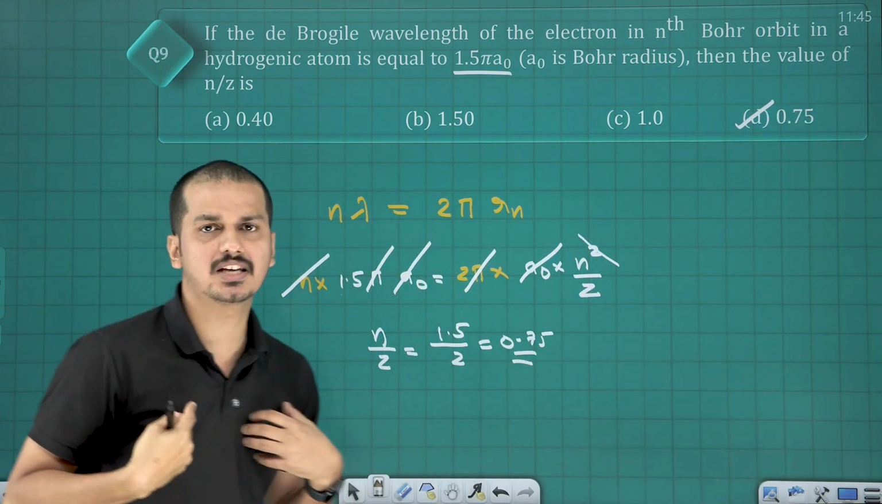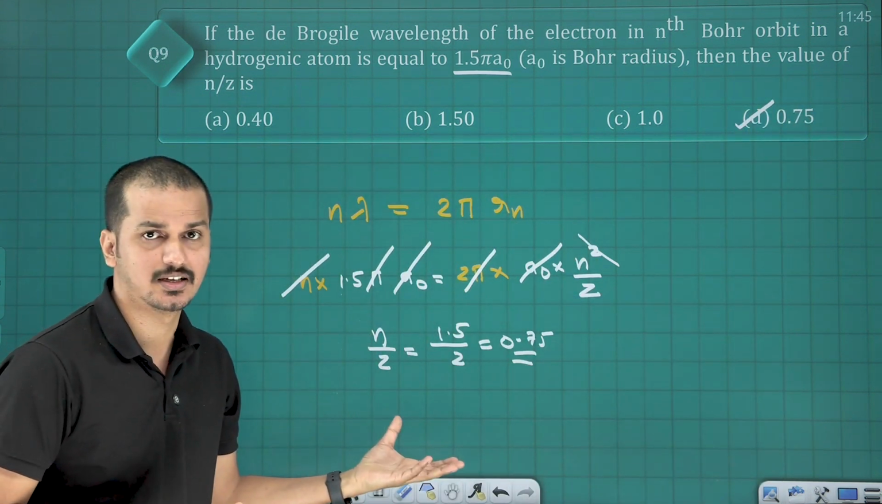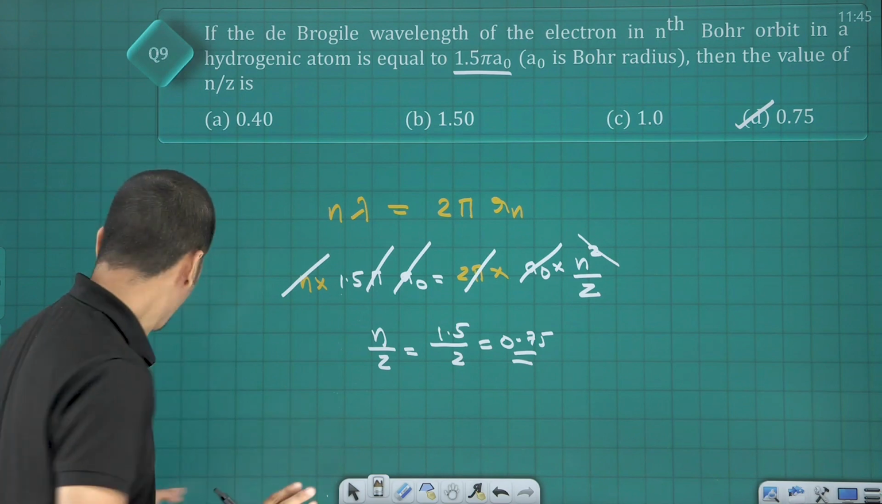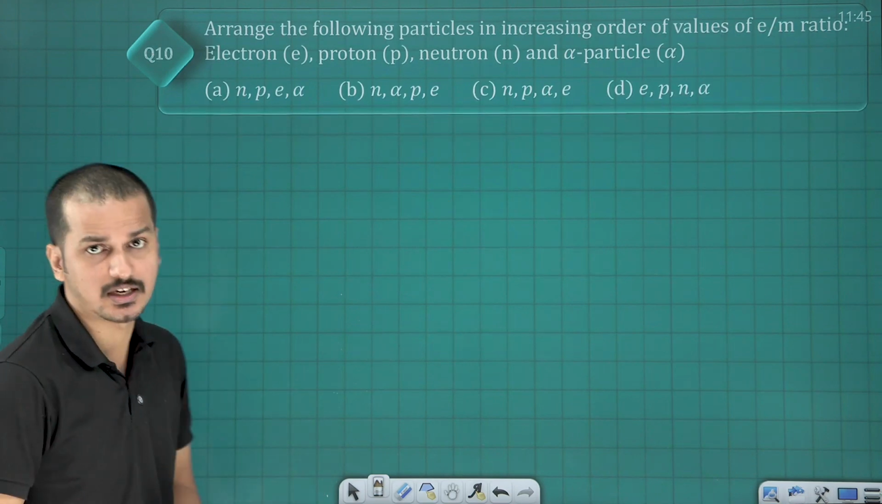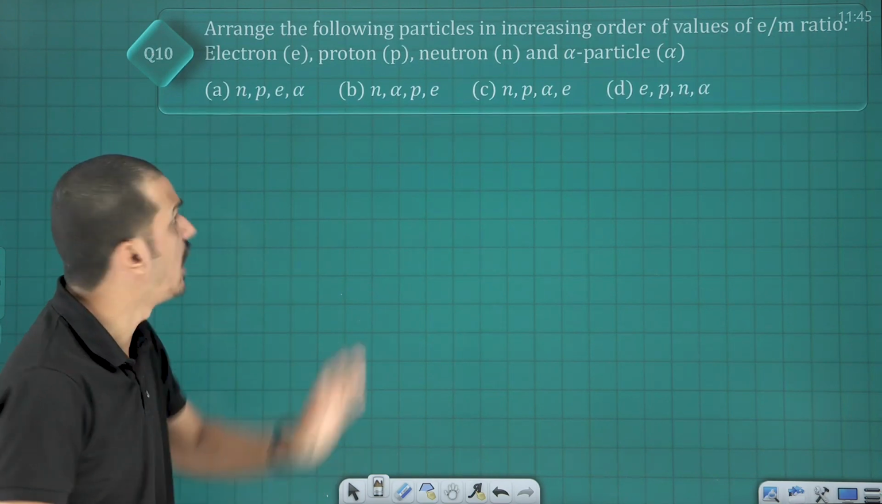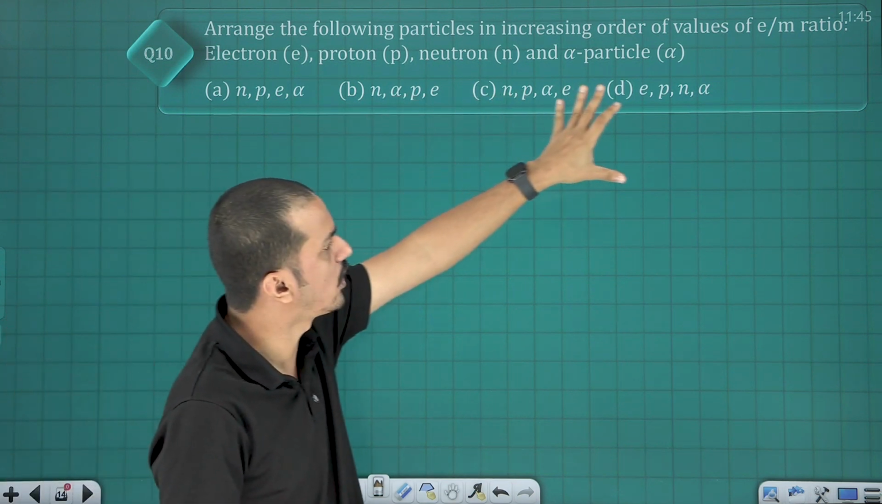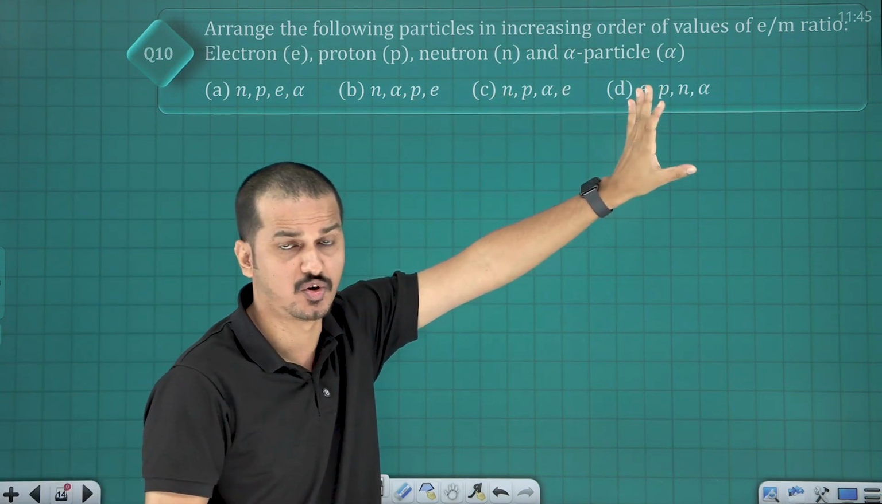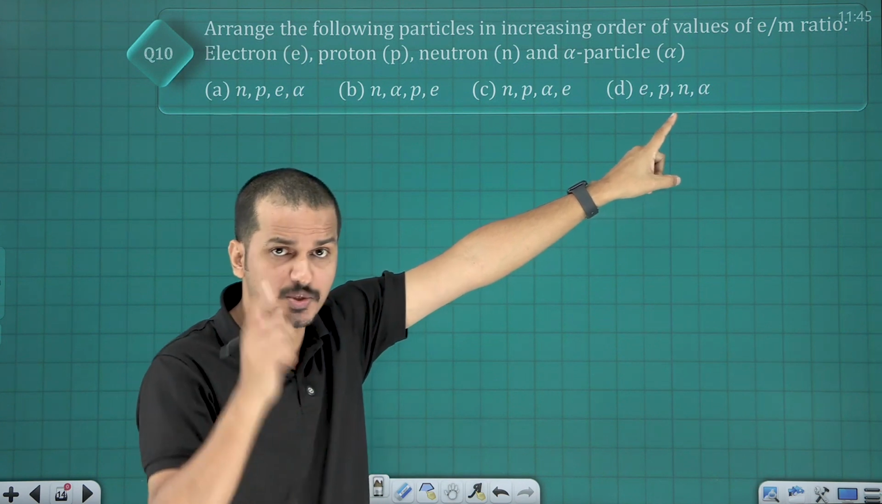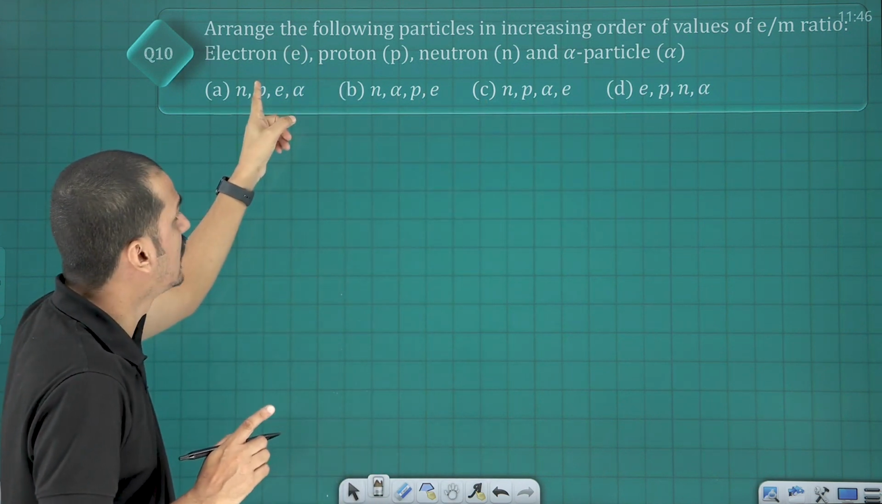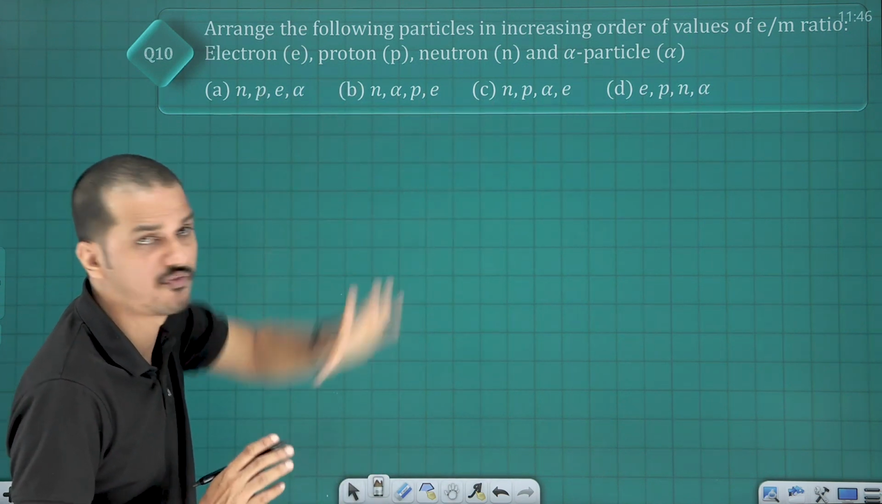So if you know the relation, we can easily do questions like that. Ready? Clear? Then we can move to the next question. Question number 10: arrange the following particles in increasing order of their e by m ratio, the charge by mass ratio, the specific charge: electron, proton, neutron and alpha particle.